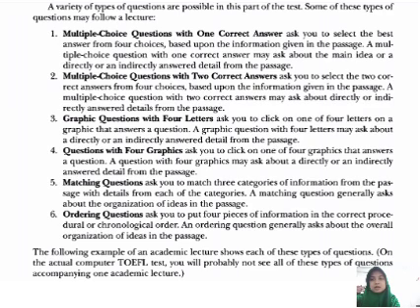A variety of types of questions are possible in this part of the test. Some of these types of questions may follow a lecture. First, multiple choice questions with one correct answer. And next, multiple choice questions with two correct answers. Third, graphic questions with 4 letters. Fourth, questions with 4 graphics. Fifth, matching questions. And sixth, ordering questions.